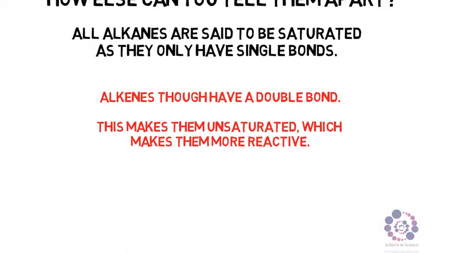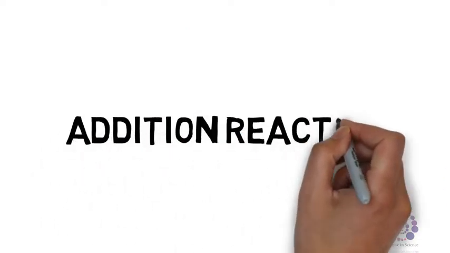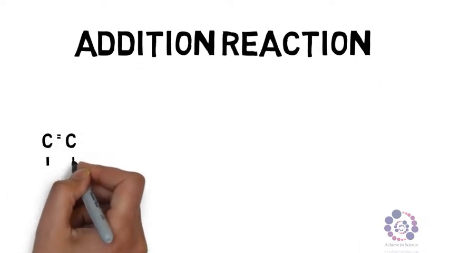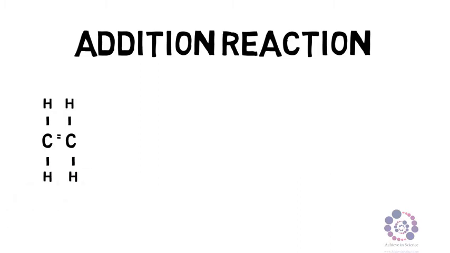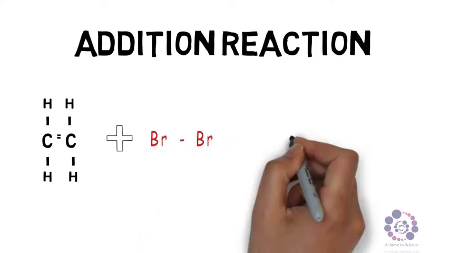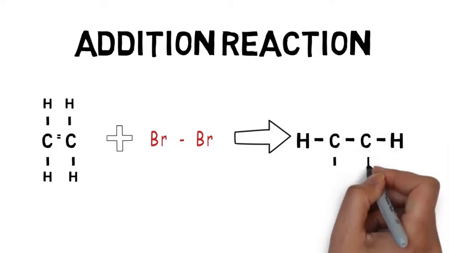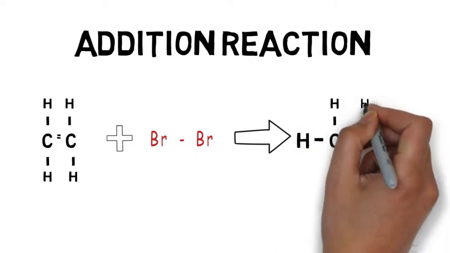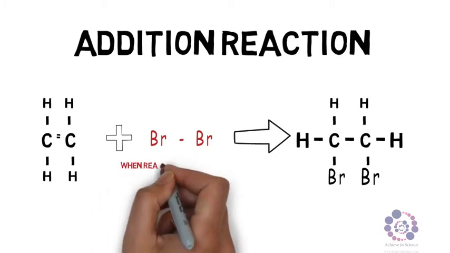One of the reactions that they undergo then is an addition reaction. So if we take the alkene, named ethene, we react it with bromine, we then have a reaction. In this reaction the double bond splits open. There are still four hydrogen atoms, but the two bromine atoms now join.